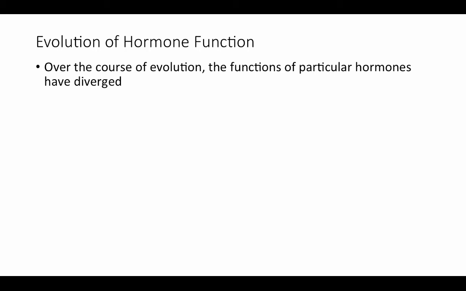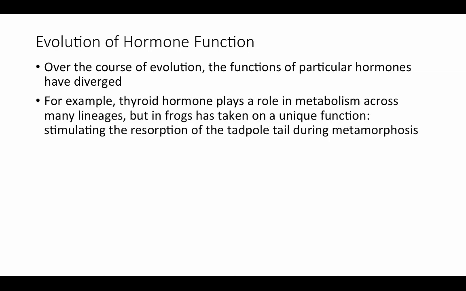These hormones are biological molecules that are going to be under the control of genes, and of course genes can mutate and evolve, and so these hormones can have different kinds of effects in different organisms as they have changed through evolutionary time. Over the course of evolution, the functions of particular hormones have diverged in different biological groups. For example, thyroid hormone plays a role in metabolism across many, many lineages, but in frogs in particular, it's taken on a unique function. It stimulates the resorption of the tadpole tail during metamorphosis.